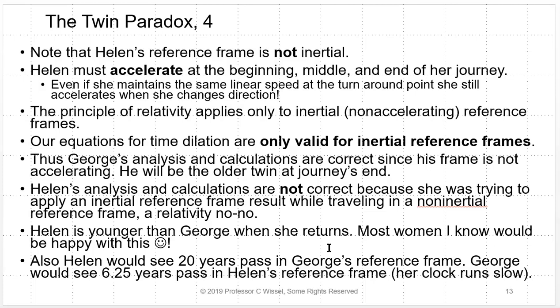Most women I know would be very happy with this. So also Helen would see 20 years pass in George's reference frame. George would see only 6.25 years pass in Helen's reference frame because her clock runs slow.